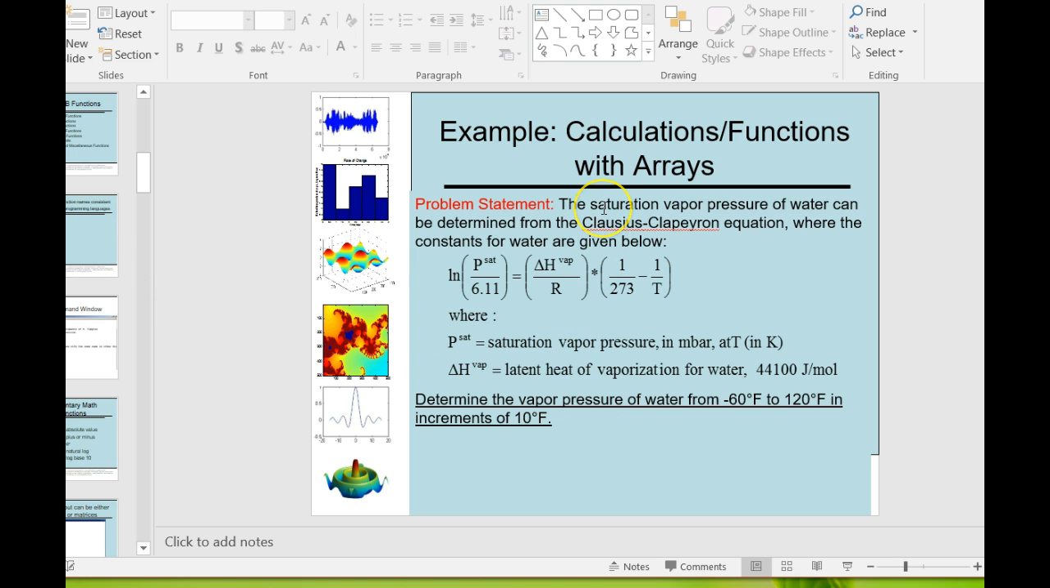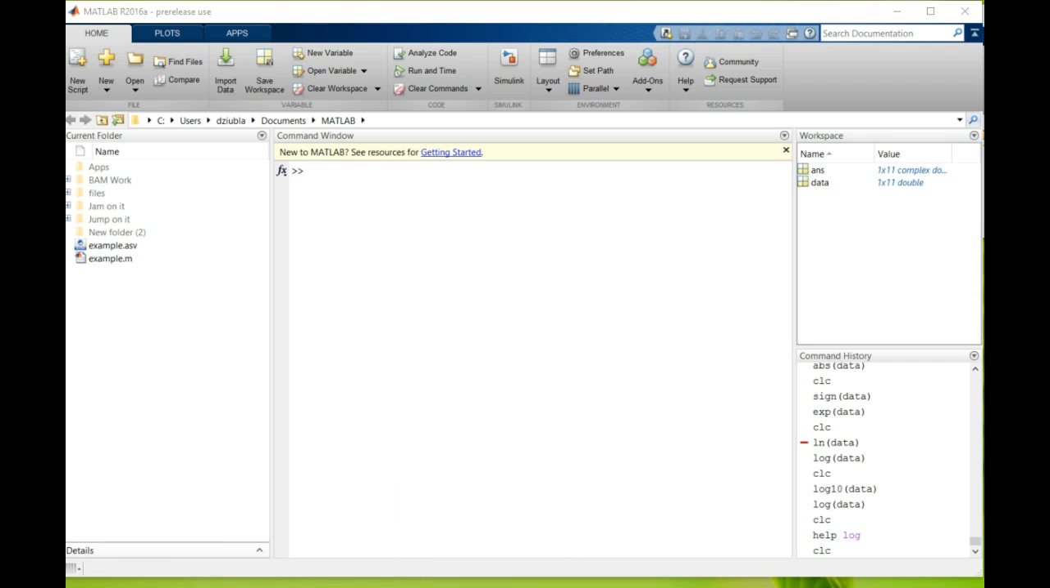The problem statement is we're going to look at the saturated vapor pressure of water that can be determined using the Clausius-Clapeyron equation for the following system, where the equations are given below, where P sat is saturation vapor pressure in millibar at T, and delta H is our latent heat of vaporization for water. We're going to set that as a constant at 44 kilojoules per mole. What we really want to do is determine the vapor pressure of water from -60 to 120 degrees Fahrenheit in increments of 10. So that is the problem we are working with.